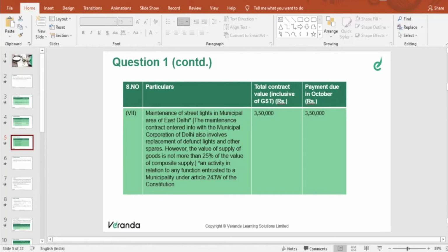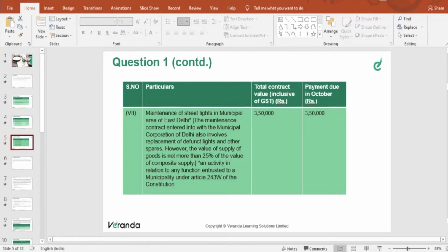Taking that into account, we know first of all it is a composite supply. It is a supply of services of maintenance of street lights. Now tell me what else will be the trigger point here. Will GST be applicable? Will TDS be applicable or not, guys? I think yes, TDS will be applicable. On first prima facie look, yes, probably it should be.